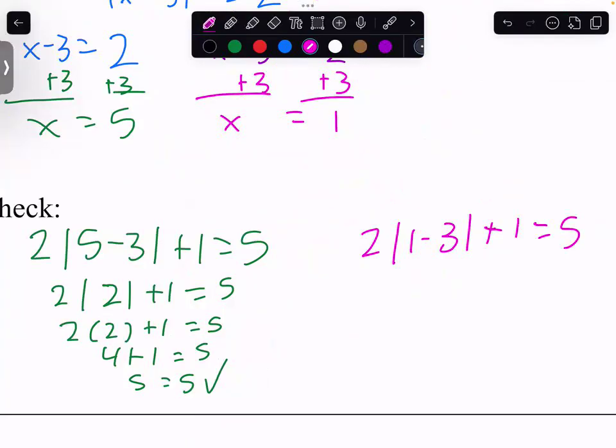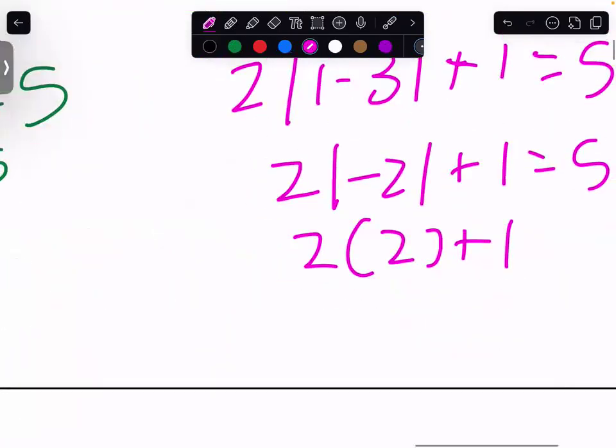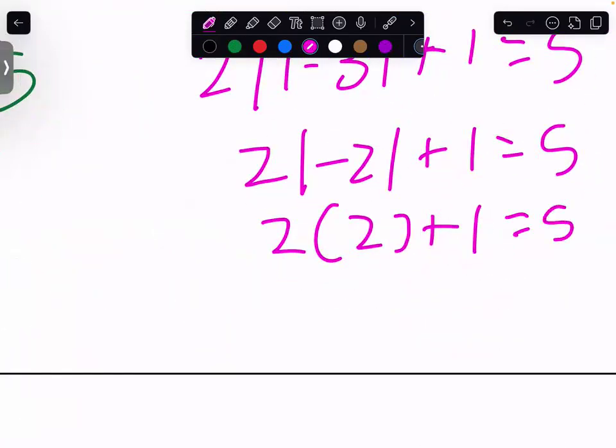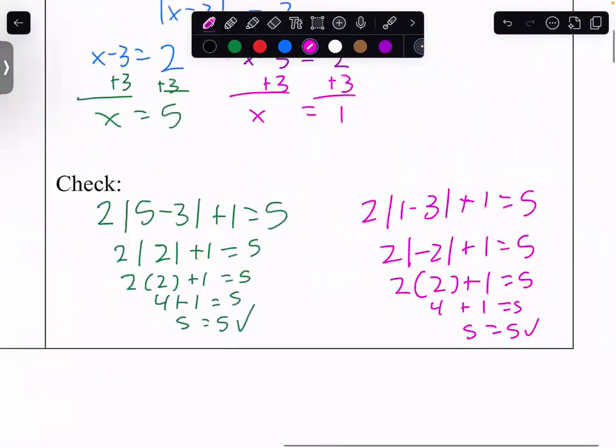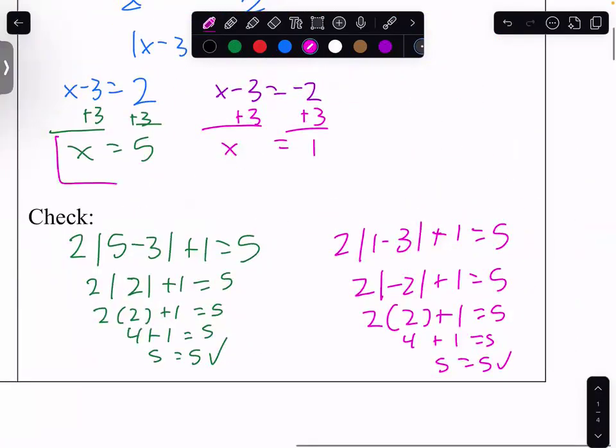Again, you do what's inside the absolute value symbols first. Now you do absolute value of negative 2. Negative 2 is 2 steps away from 0. So absolute value of negative 2 switches to parentheses positive 2. 2 times 2 is 4. 4 plus 1 is 5. Okay, so both answers work. So they are both correct.